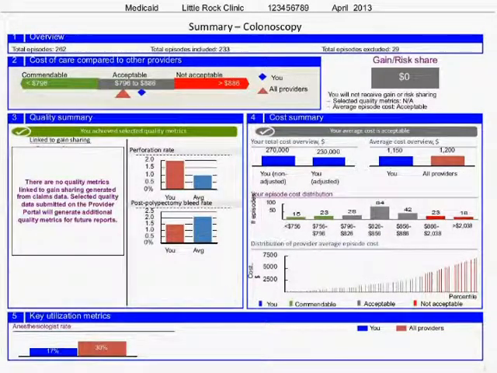The next slide is going to be your summary page. This will be the same format for all of the Wave 2 episodes. The first section is the overview, which shows the total number of episodes being 262. The total number of episodes included shows 233, and the total number of episodes excluded shows 29. The second section shows the cost of care compared to providers ranging from commendable to acceptable. The individual provider will be indicated with a dark blue diamond. It will show the gain or risk share for each episode.